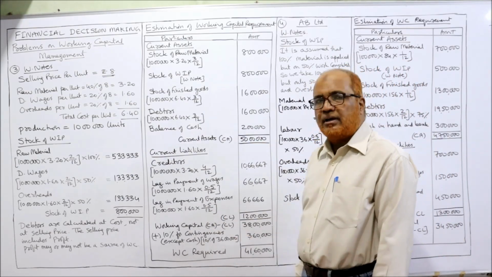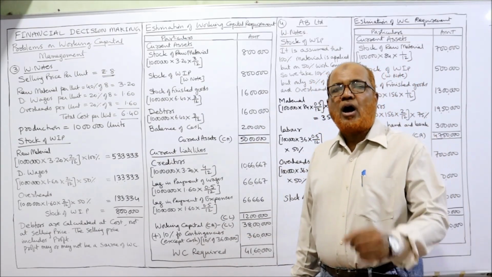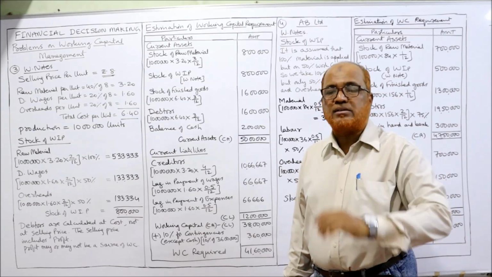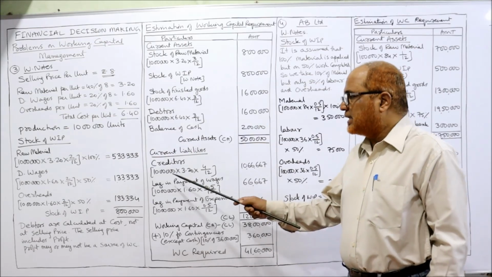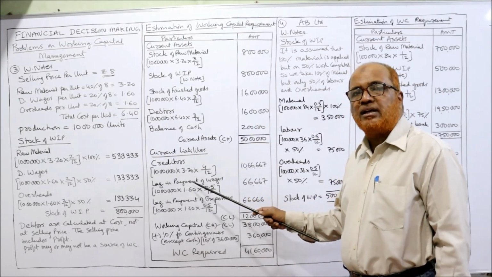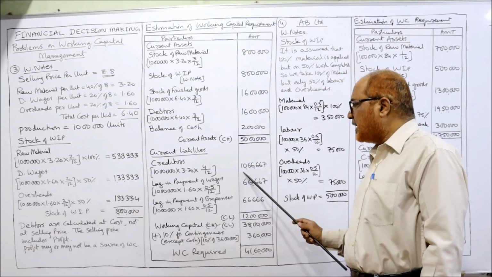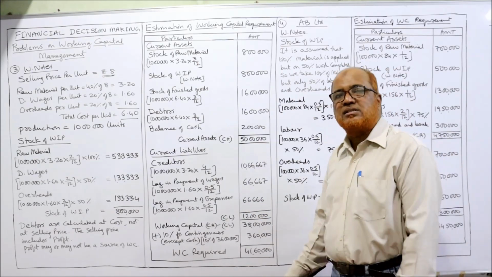Now current liabilities. Creditors. How much credit period are creditors allowing to us? 4 months given in the problem. So 10 lakh units into raw material cost 3 rupee 20 paisa into 4 by 12, 10 lakh 66,667.